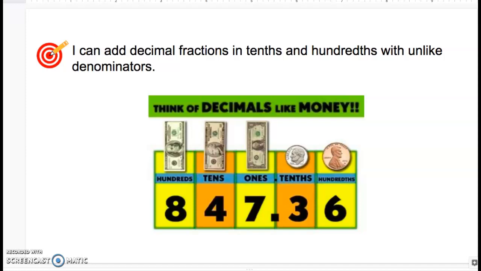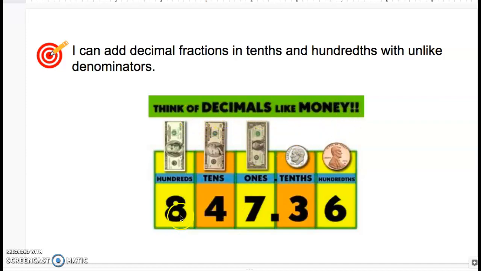Hey, fourth graders. Today our learning target is I can add decimal fractions in tenths and hundredths with unlike denominators. When we say unlike, we mean denominators that are not the same. Okay, what I'd like you to do first of all is think of decimals like money.